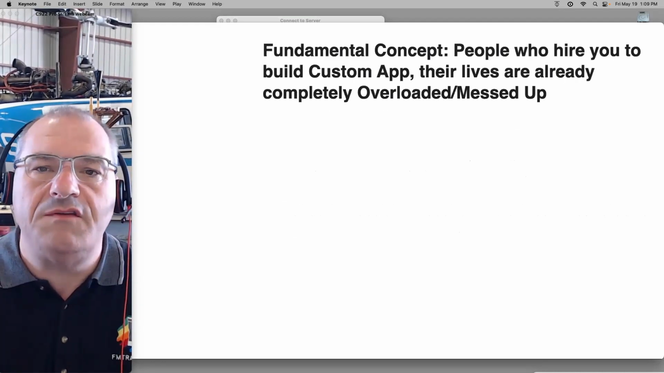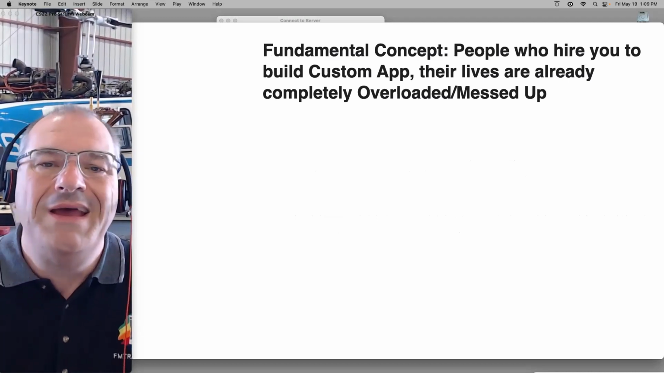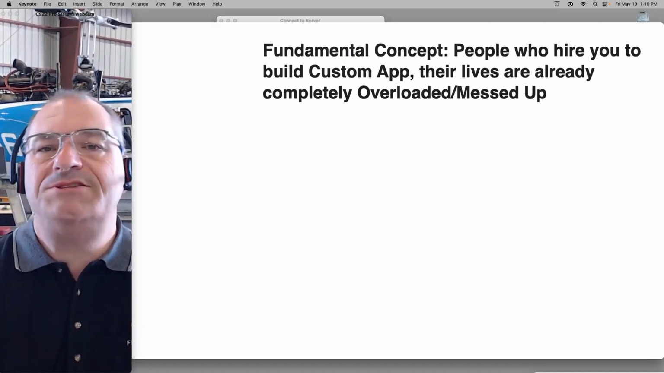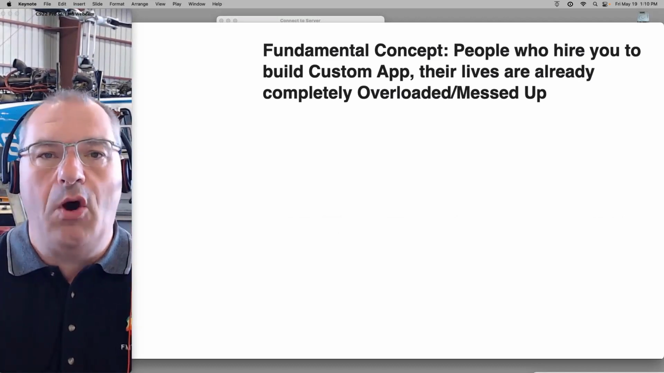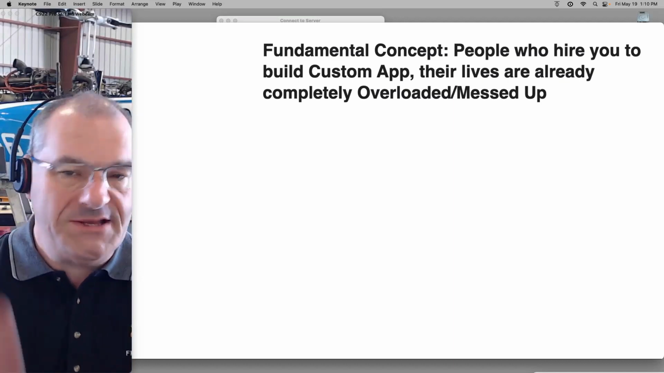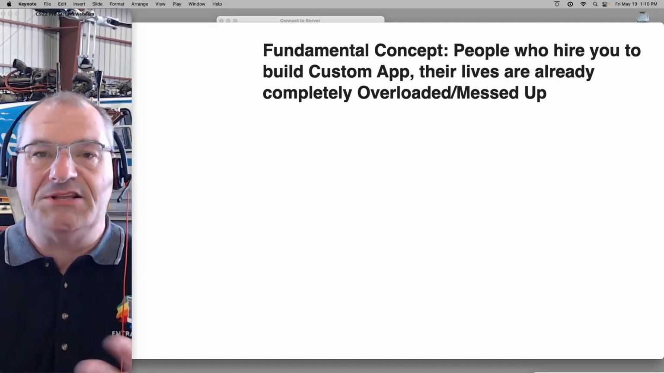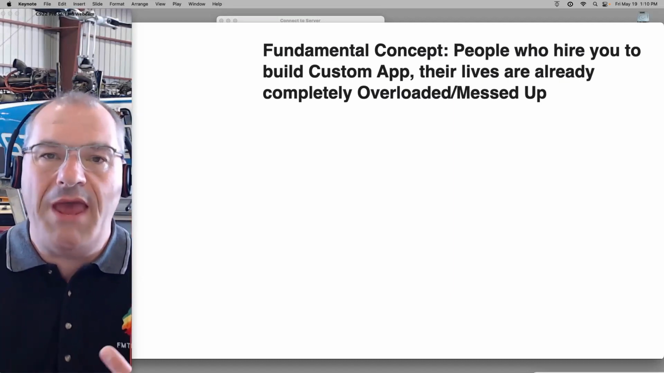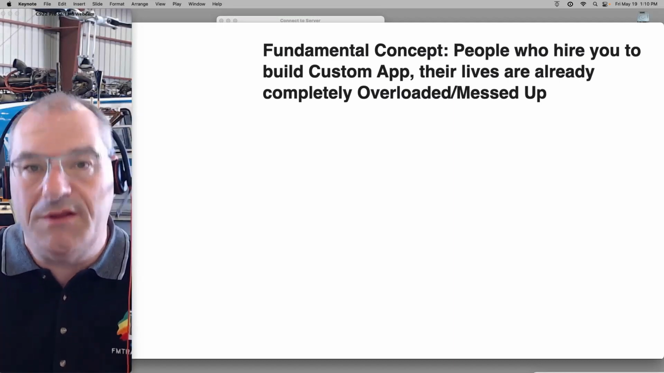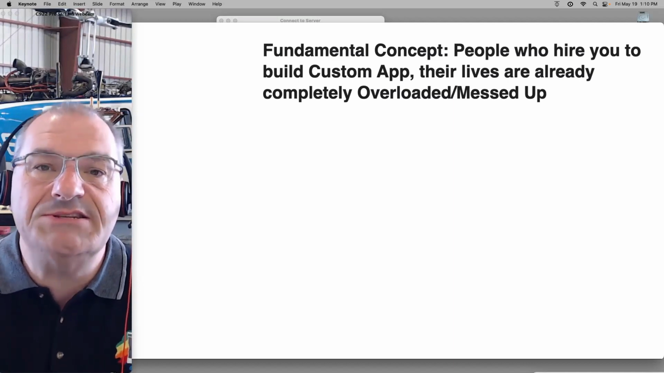Cool. So let's talk about this next thing. Fundamental concept: people are hired to be a customer's app developer. Their lives are already completely overloaded and messed up. So fundamentally, their organization has pain. It's overworked, overstressed. They don't have enough staff, etc. The only reason people go out and spend money is either because it's a luxury item, they want it, or they have pain, they have a headache, and they're taking some Advil or Tylenol or something to get rid of the pain. FileMaker is a pain medication at the business level is what it is.